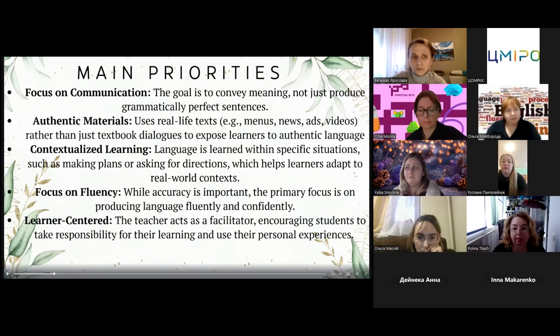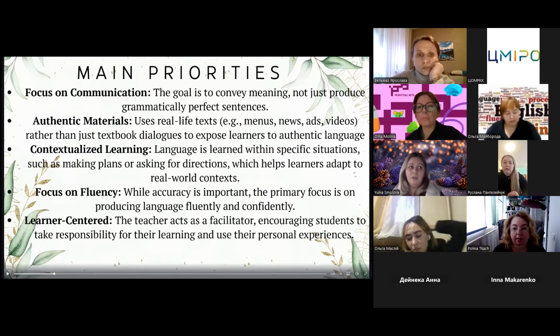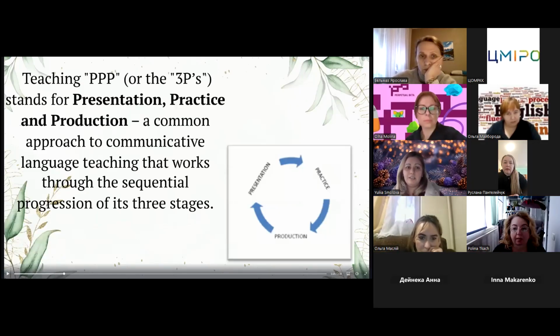Interaction between students in pairs and in groups is a really great thing. I think it is a powerful possibility, a great possibility to create this product, this communicative result. One of the ideas of the communicative approach is the idea of 3Ps, standing for presentation, practice, and production.